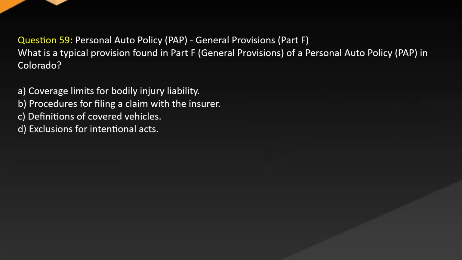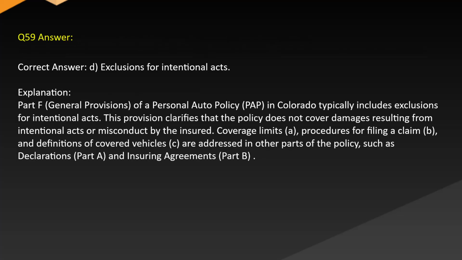Question 59. Personal Auto Policy (PAP). General provisions of Part F. What is a typical provision found in Part F, general provisions of a personal auto policy in Colorado? A. Coverage limits for bodily injury liability. B. Procedures for filing a claim with the insurer. C. Definitions of covered vehicles. D. Exclusions for intentional acts. Correct answer: D. Exclusions for intentional acts.